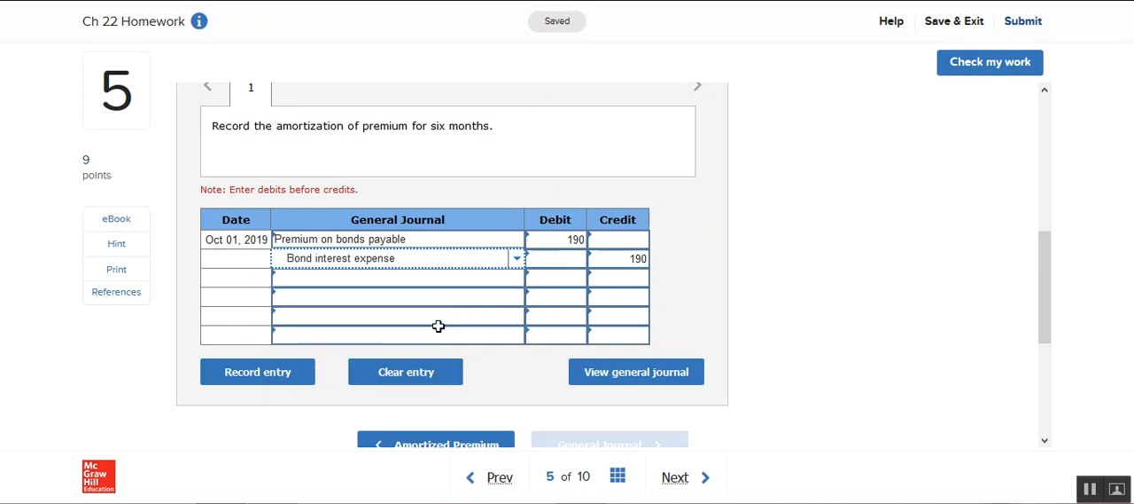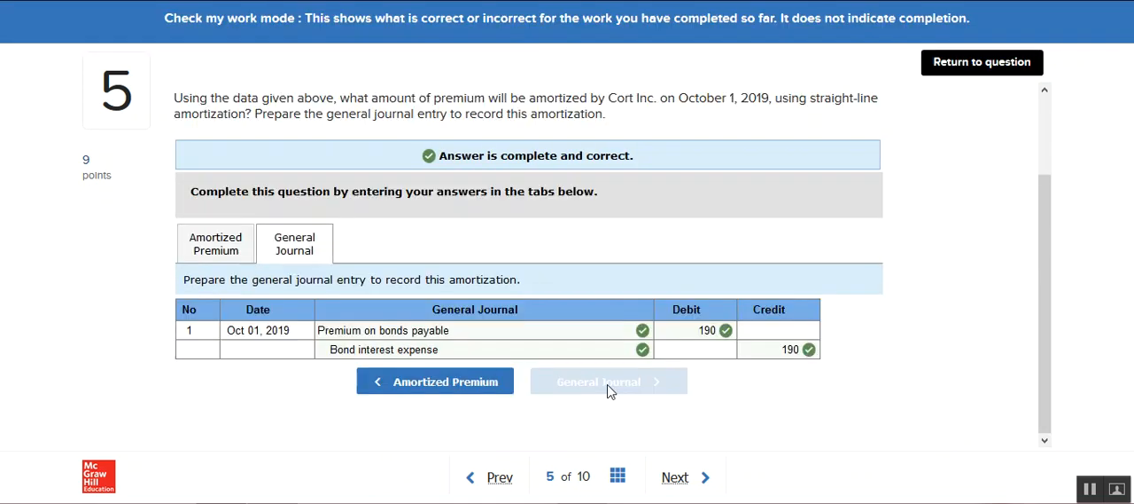Let's see, bond interest expense. The other half of that entry goes to bond interest expense, because the overall effect of a premium is to decrease the actual interest expense that we are paying. If this was a discount that we were amortizing, this entry would look the opposite way. We would be debiting bond interest expense and crediting discount on bonds payable. But this one will look like that. So let's see if I did my math right.